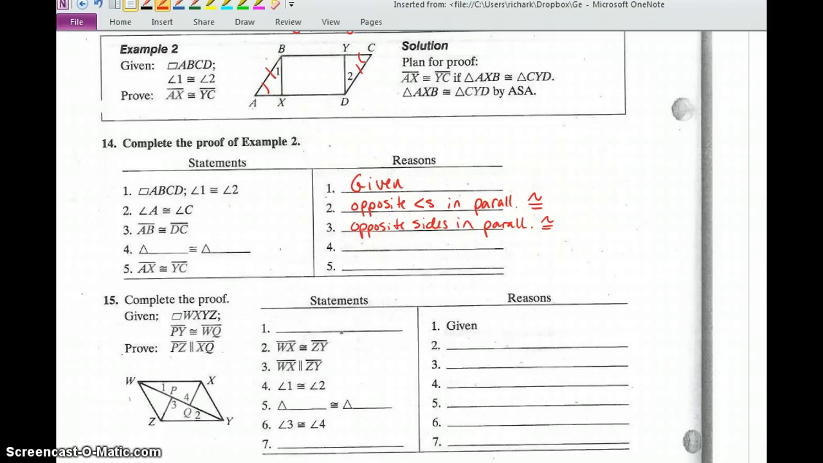Now, in our given, we were told that angle 1 and angle 2 are congruent. Now my proof wants me to state where are the congruent triangles. If I go back and look at my picture, I can see triangle ABX and CDY have been proven to be congruent by angle side angle. And now, if I look at my two segments, AX and YC, they are both corresponding parts in my two congruent triangles, therefore giving my last reason as corresponding parts of congruent triangles being congruent.